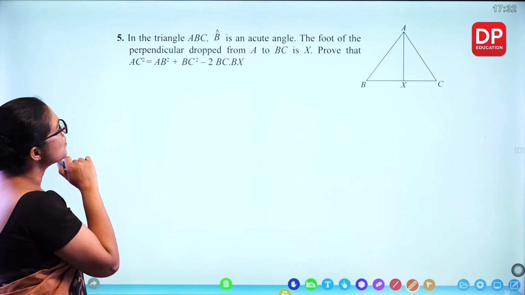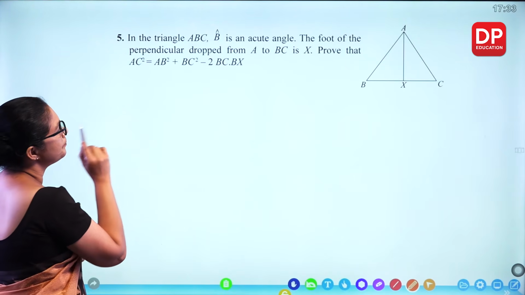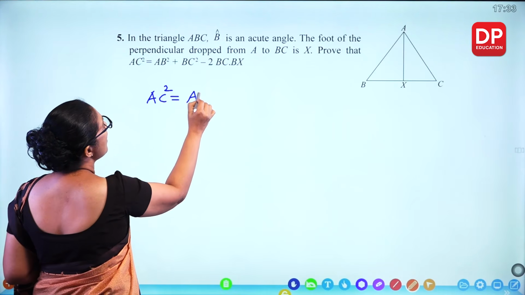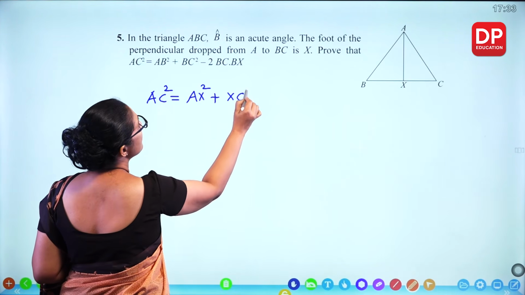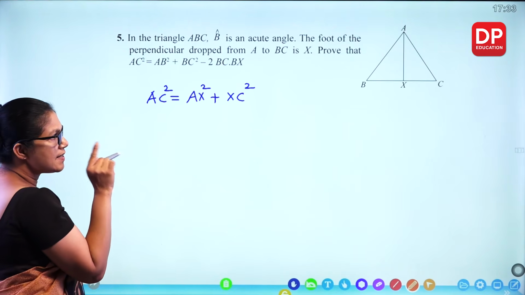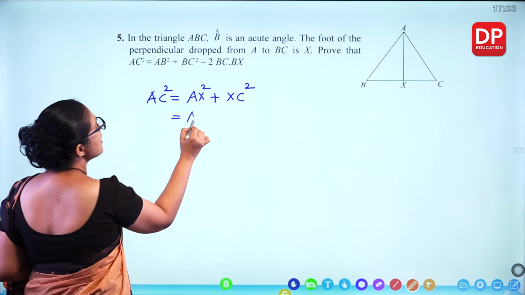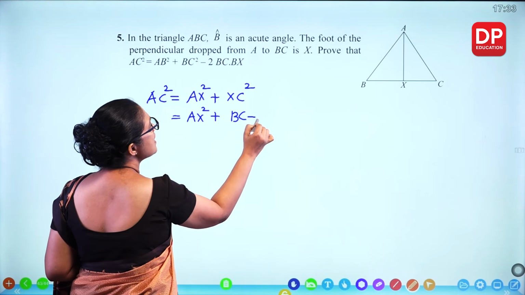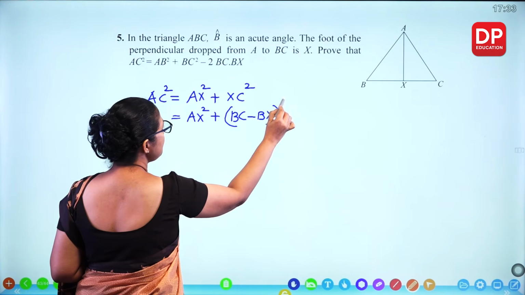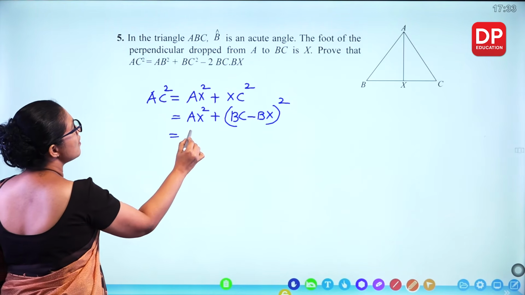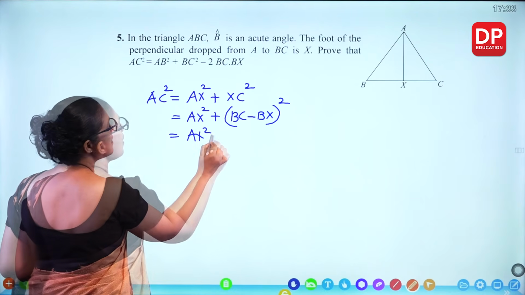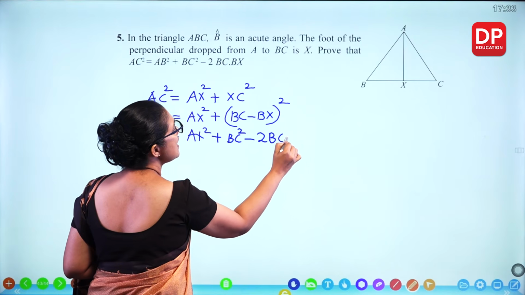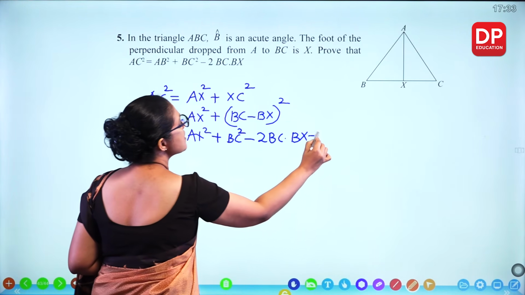So we'll look at this one. AC squared. How can I write AC squared? I can write AX squared plus XC squared. I want to connect BC instead of XC. How can I write XC? XC is BC minus BX. Open brackets, AX squared plus BC squared, middle term is minus 2BC BX plus BX squared.